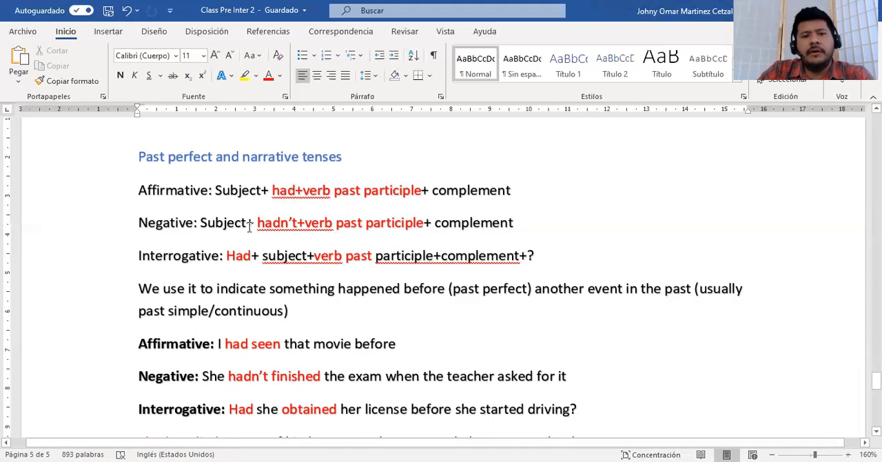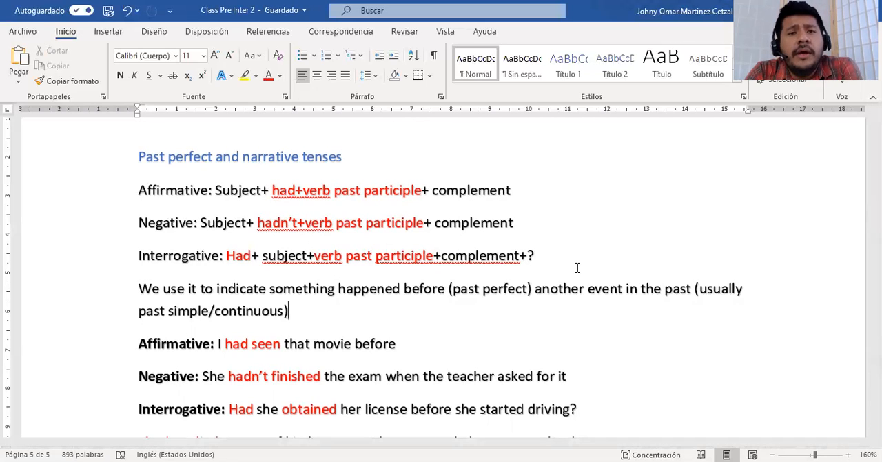Now, negative, you have subject, then you have hadn't, or the extended form had not, but hadn't is very common, and your verb in past participle. And for the interrogative, you have to use had plus subject plus verb in past participle plus your complement. Okay. Now, let's take a look at the usage. Why does it exist? When do we use it?